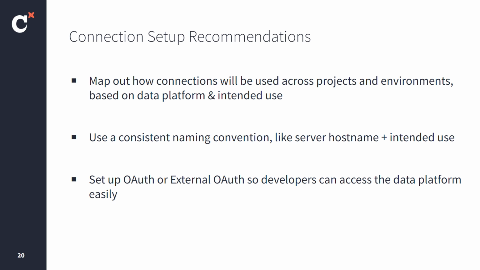So a few things to take away when setting up connections. The first is to define an intent for each connection, and this way you don't end up with duplicates. It's also important to have a consistent naming convention so that teams can understand which connection they should be using during project setup. And lastly, use external OAuth or OAuth so that developers can easily access the data platform with their existing permissions. So with this new workflow, the enterprise crew can set up data platform connections once and then hand off the rest of the project setup to individual teams, and they're no longer a blocker for these teams to get started.